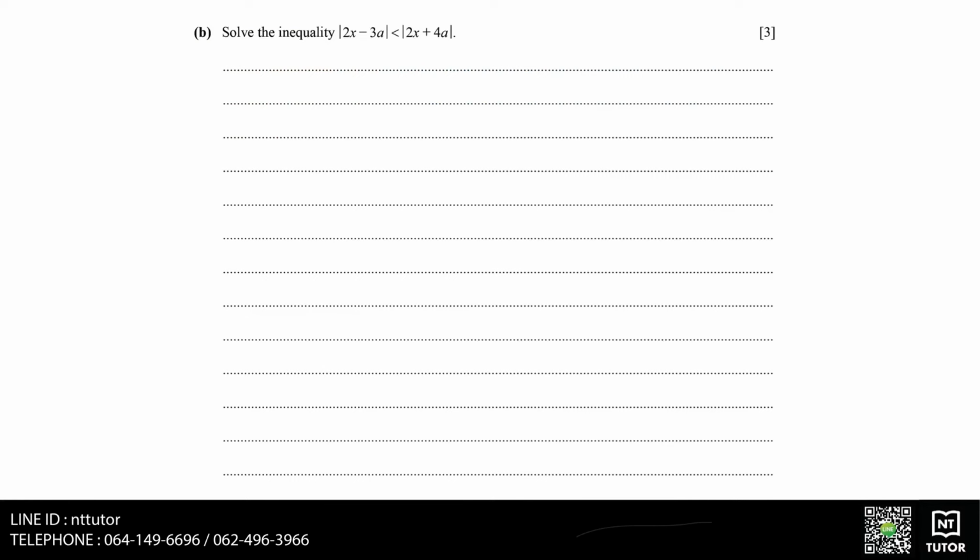B. Solve the inequality modulus of 2x minus 3a is less than the modulus of 2x plus 4a. We already drew the graph of the modulus of 2x minus 3a and the modulus of 2x plus 4a in the previous part of the question. So technically, we could use the graph to solve this inequality as well, but we're going to solve it using algebra and then check our answer with the graph.